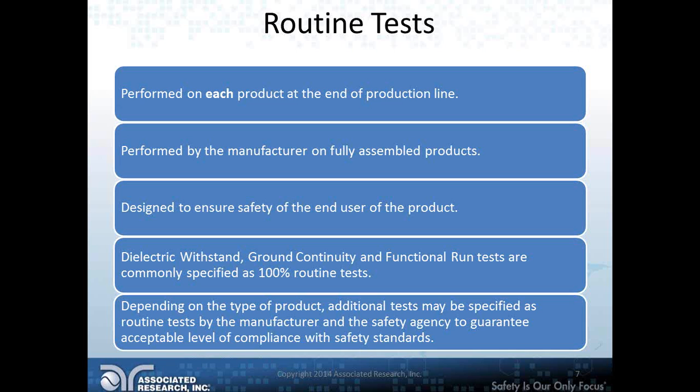line. So here's the big difference: type tests are performed during the design phase, whereas routine tests are performed on products when they're fully assembled and ready to be shipped out in the market. These are usually performed by the manufacturer on fully assembled products, and they're designed to ensure safety of the end user of the product.